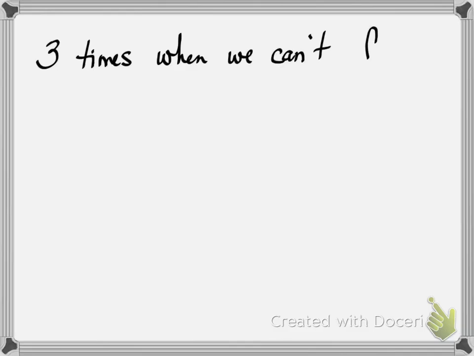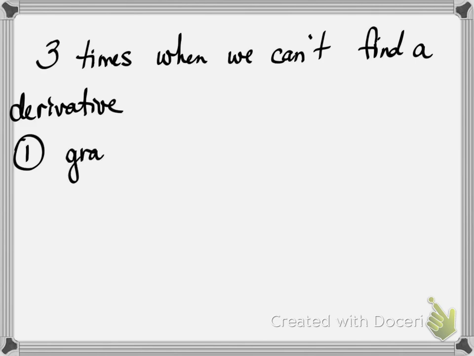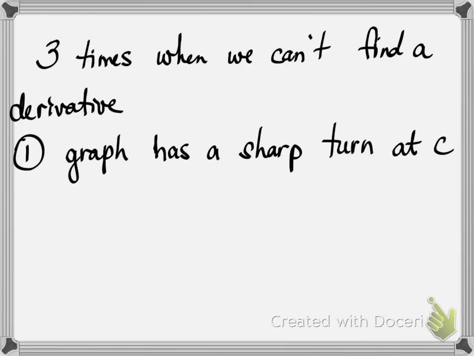So let's write down 3 times when we can't find a derivative. One is when the graph has a sharp turn at c. At the particular x value that we're looking at, that's where the sharp turn happens. Two, the graph has a vertical tangent line.